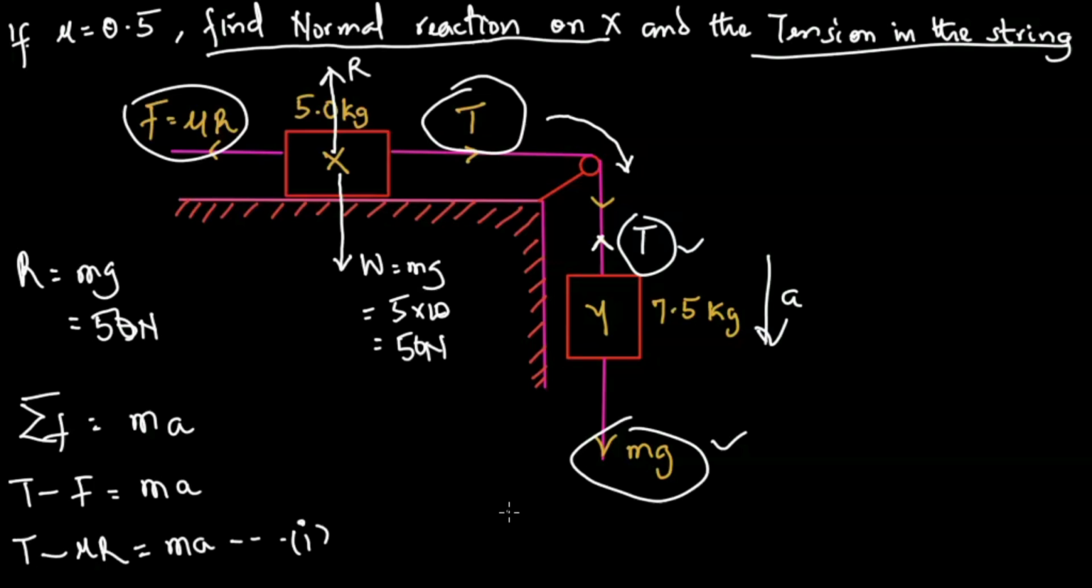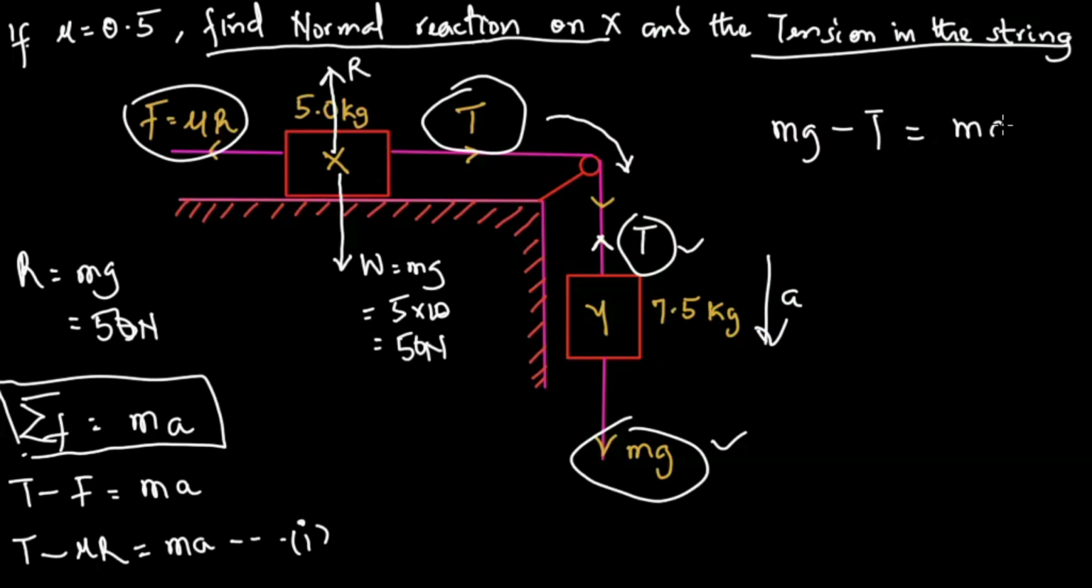Still following the formula that net force is mass times acceleration, we have to say that mg minus T is equal to mass times acceleration, because the weight of the body is more than the tension. And so we have our equation 2, mg minus T equals ma.